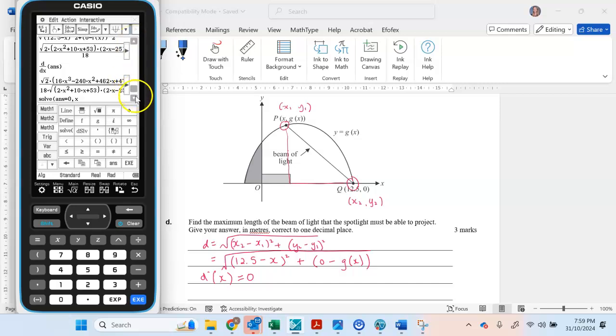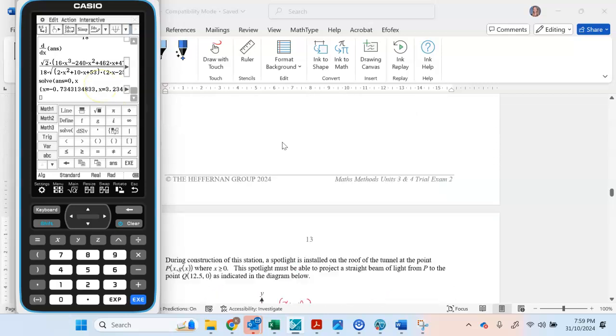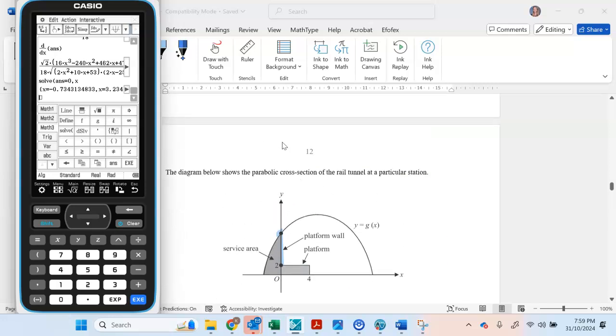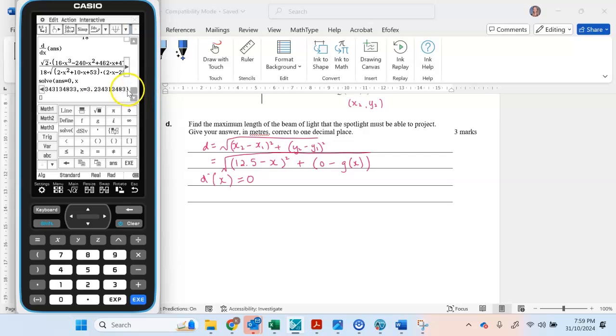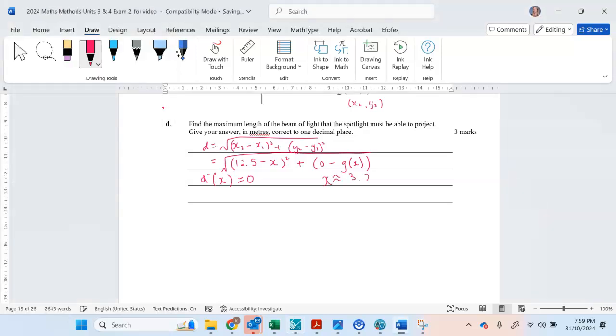I'm pretty sure that's all good. So let's have a look at the decimal answer. X, I think, says somewhere it has to be greater than 0. Anyway, let's just know that it is. So we've got X equals 3.23 and so on. I'm going to write that down. I could also leave the exact value, but I'm just going to write X is approximately 3.234.